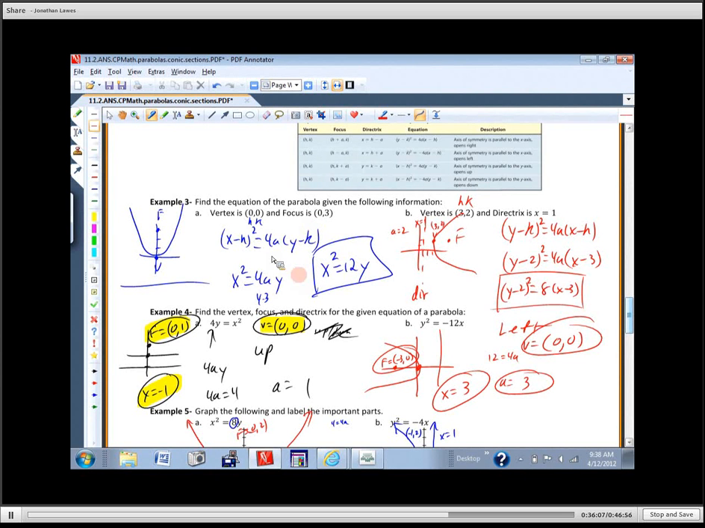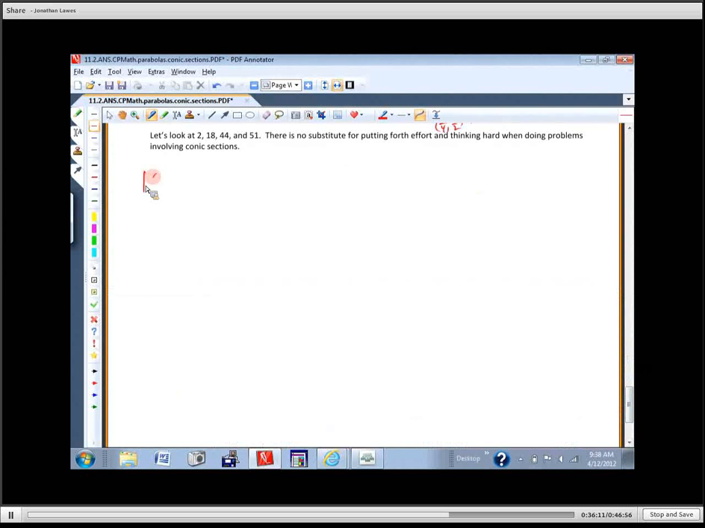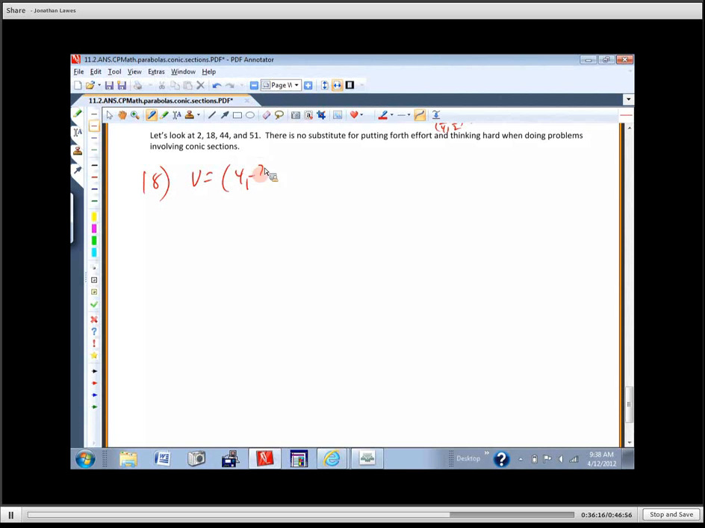You didn't have to draw a sketch, but it can be helpful. Let's take a look at number 18. So number 18 says this. The vertex is 4, -2, and it says the focus is at 6, -2. Let's draw what this would have to look like. 4, -2. 1, 2, 3, 4, down 2. There's the vertex. The focus is at 6, -2. Here's the focus.